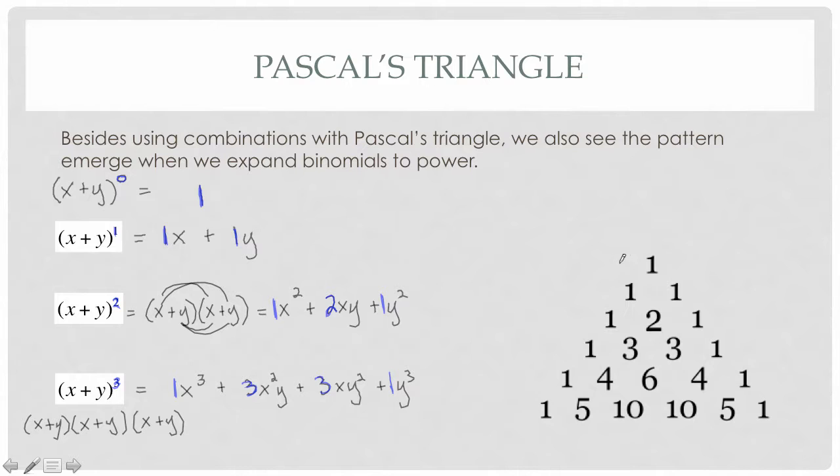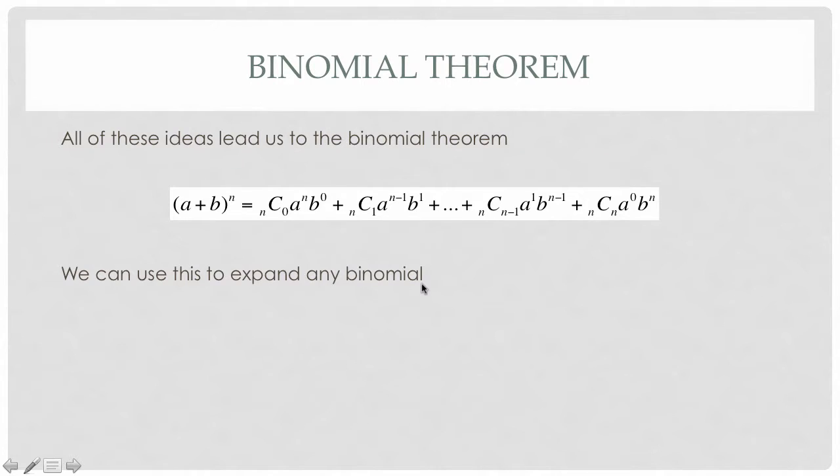This follows the direct patterns from 1, 1 right here, 1, 2, and 1 right there, and 1, 3, 3, 1 right here. These are just the coefficients when we multiply them all out. It's kind of handy, right? I like it. So all of these ideas, combining combinations, multiplying polynomials, Pascal's triangle, lead us to the binomial theorem.